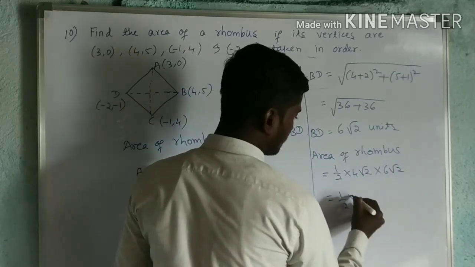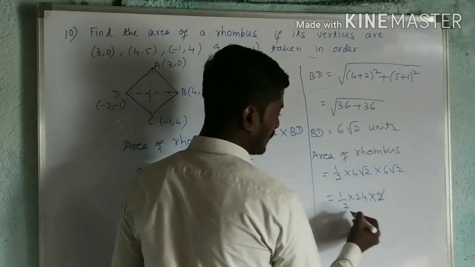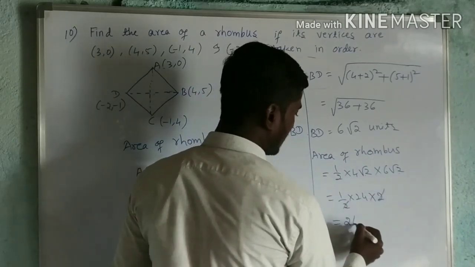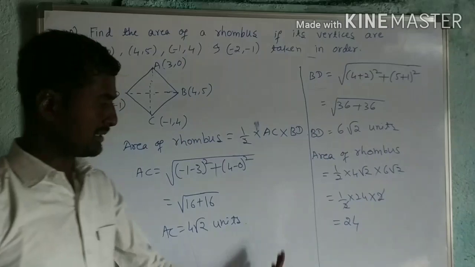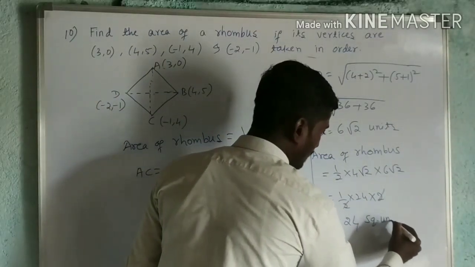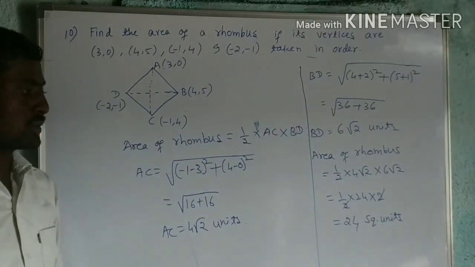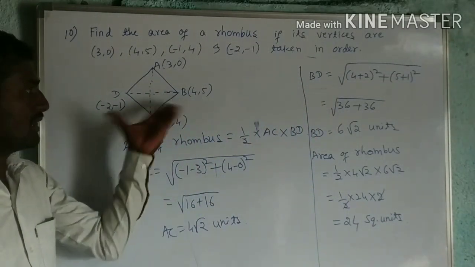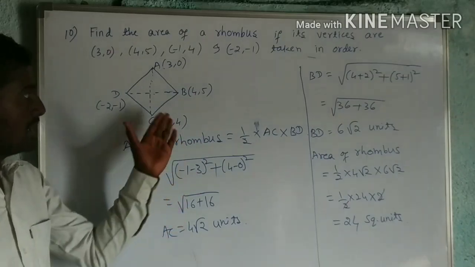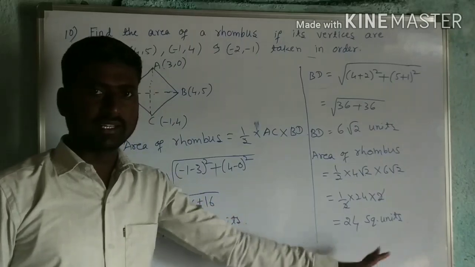6 4s are 24 into root 2 into root 2. The 2 gets cancelled. How much are you getting? 24. You must write the unit. That is square units, because it is the area. So that is 24 square units. It is the area of the rhombus. Okay. If you follow another method I said, you will get the same answer. You can try it.